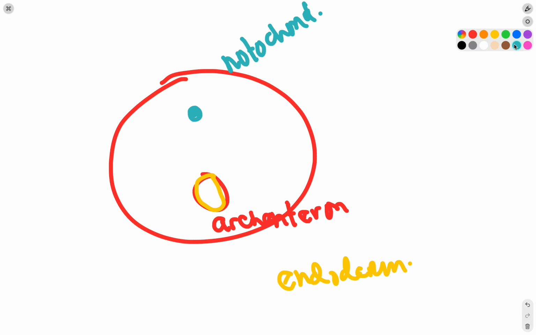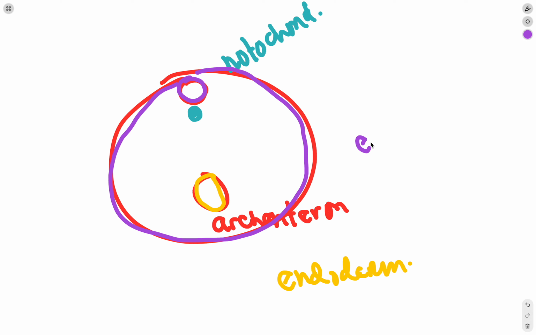and induced by the notochord overlying it, I'll draw it in a different color. So this is going to be the neural tube, and these overlying cells here will be the ectoderm. So the notochord induces formation of the neural tube in all vertebrates, so we have that.